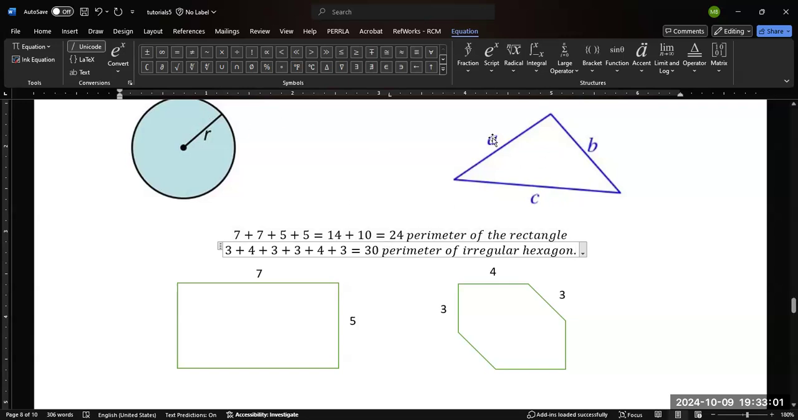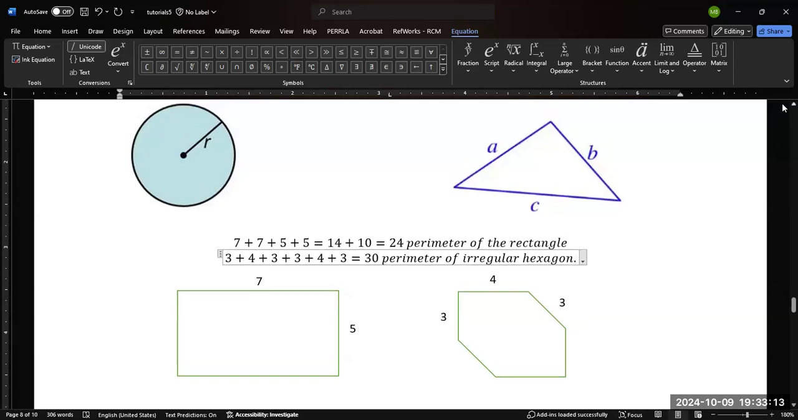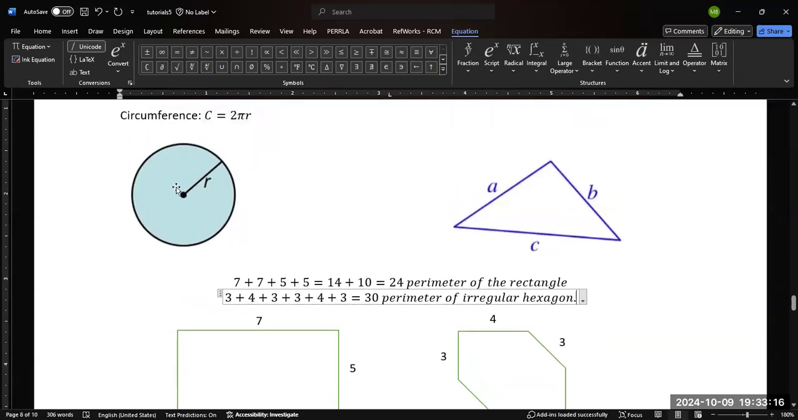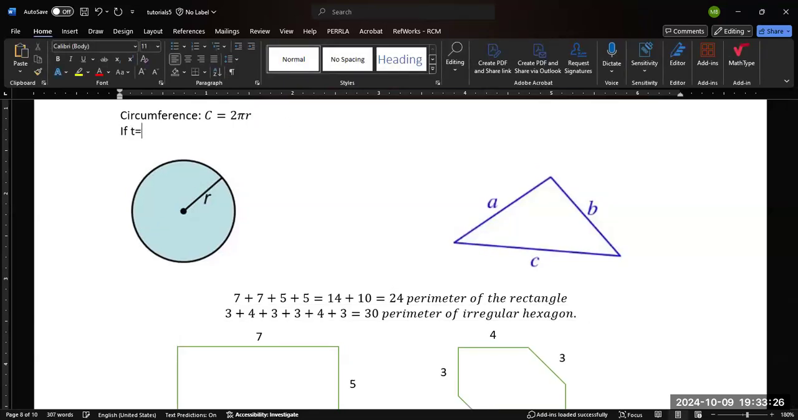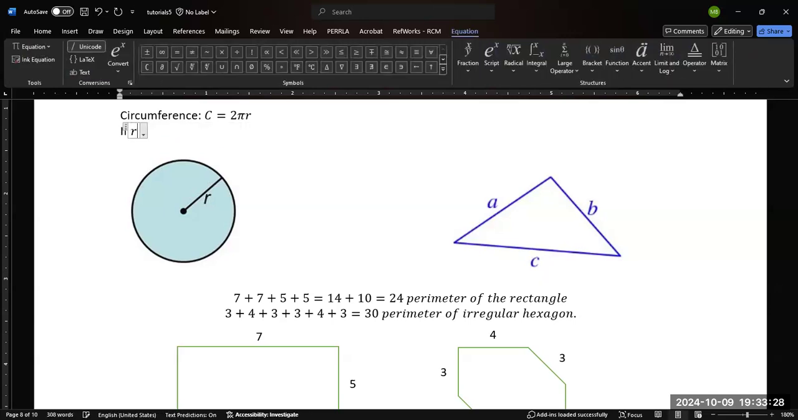And so other objects would be done the same way. So if we had values for A, B, and C in our triangle, then we would add those up and we would get the perimeter of our triangle. In the case of our circle, if we specify a size of the radius, then we would plug that in for the radius here and we would get a value. So for instance, if the radius is 3, then the circumference would be 2 pi times 3, or 6 pi.